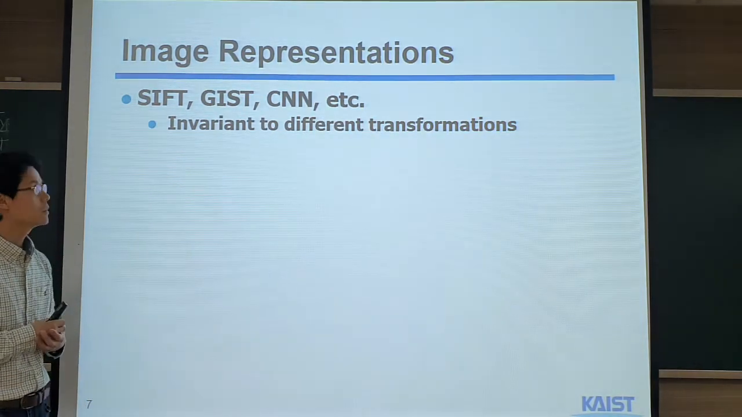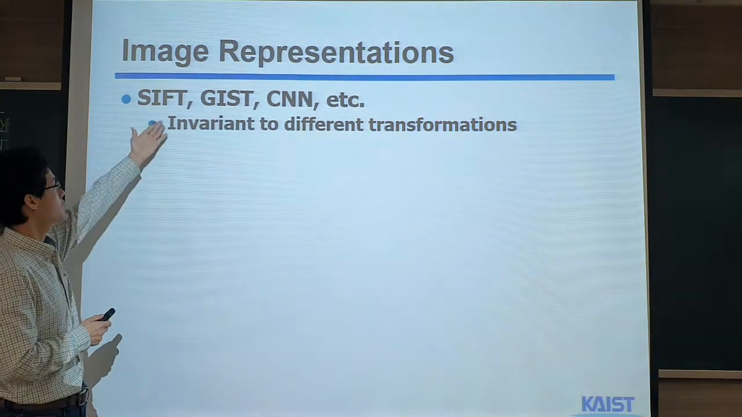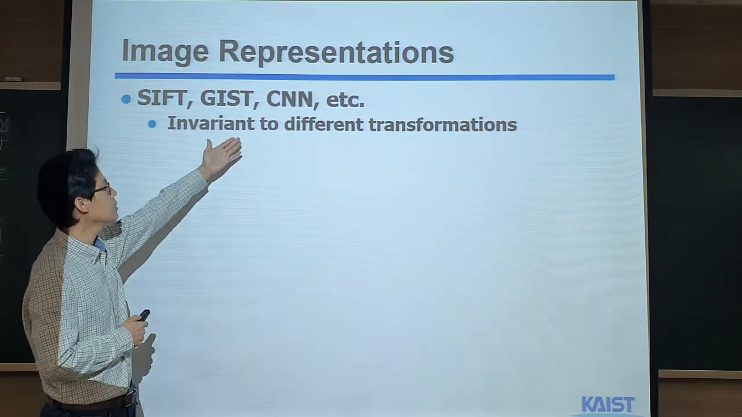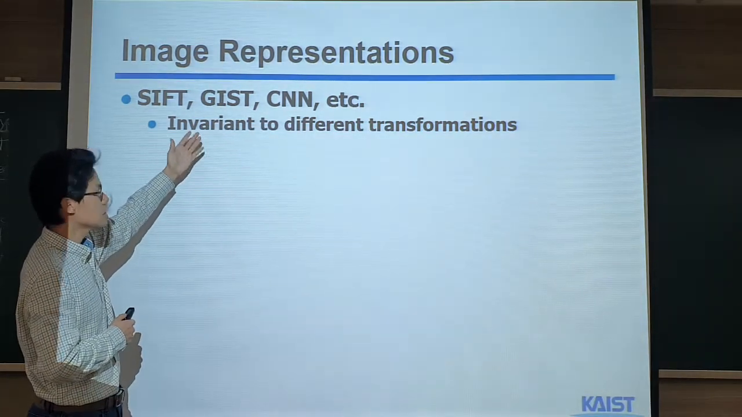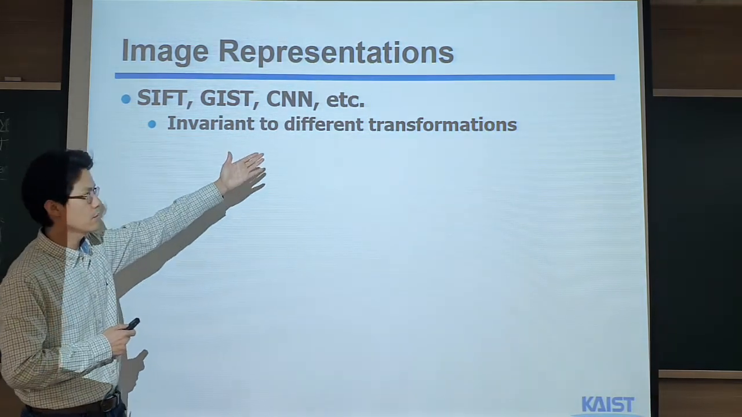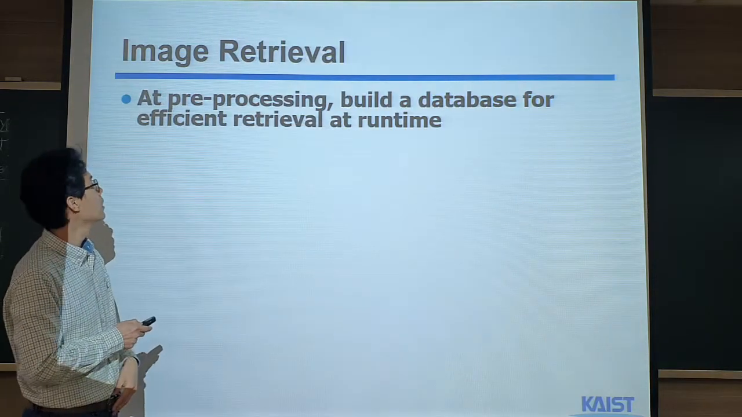Mainly we will talk about image representation. Some of the classical approaches are SIFT and GIST, as I mentioned before, and recently CNN is becoming very popular. These are designed to be invariant to different transformations. There could be many cases of transformations, and I will talk about it later on.